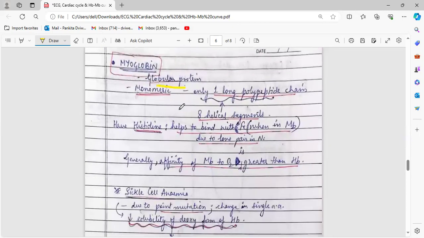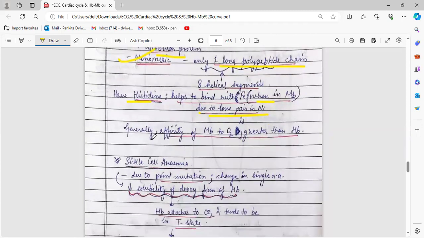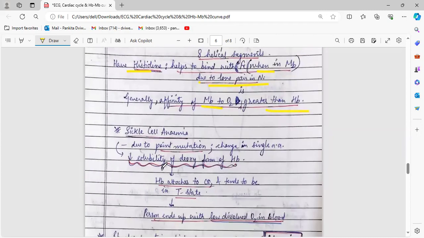Myoglobin is a globular protein, monomeric only, and it has only one long polypeptide chain with 8 helical segments. It contains histidine, which helps it to bind with iron when it is in myoglobin, due to the lone pair of N. So the affinity of myoglobin to oxygen is greater than hemoglobin.